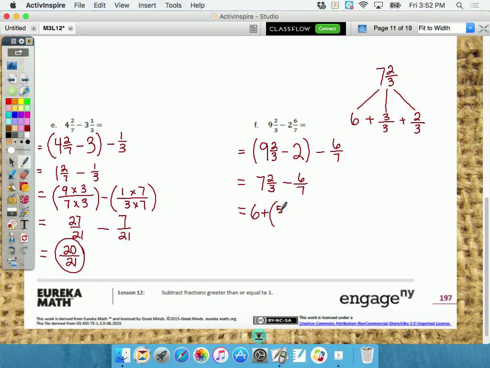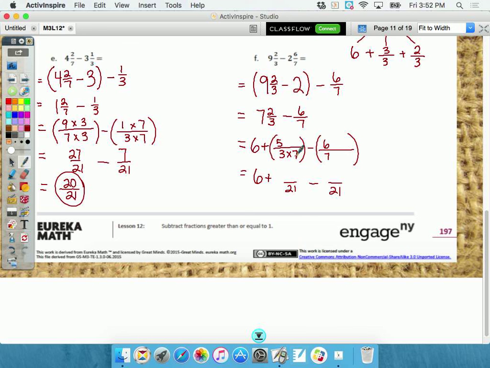6 plus 5/3 minus 6/7. Common denominator for 3 and 7 is 21. Three times 7 is 21. 5 times 7 is 35. 7 times 3 is 21. 6 times 3 is 18. Now, if you're concerned about subtracting correctly, go ahead and write the standard algorithm because there's regrouping. You can regroup in your head, that's fine. 15 minus 8 is 7. 2 minus 1 is 1. So my answer here is 6 17/21.